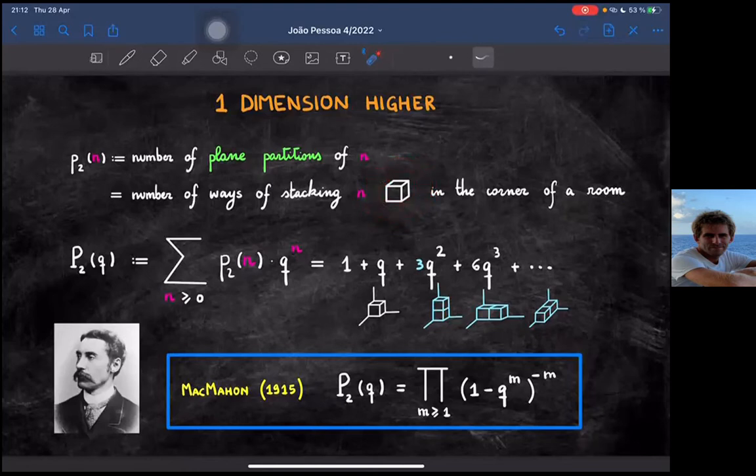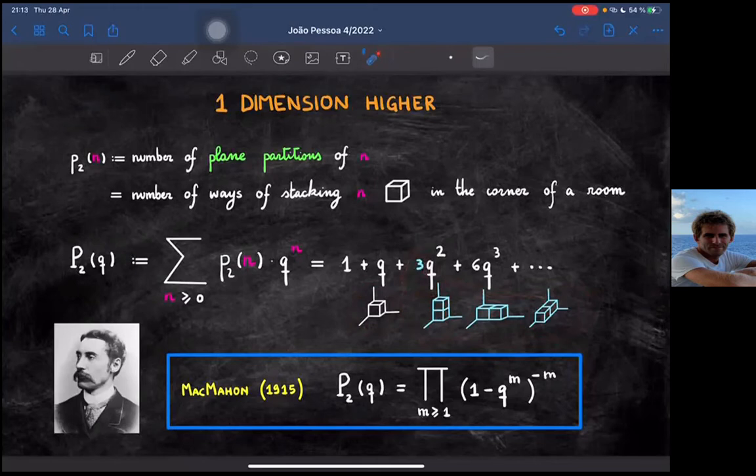This is a very concrete problem. You have n Amazon orders and you have to stack them somewhere, and you want to know in how many ways you can do this very concrete problem. So again, you define the generating function of these things, call it P2. So now the coefficients are the number of plane partitions, and this starts like this. So for one box, I have one way to stack it in a corner. For 2 boxes, I have these 3 ways, which I depicted in light blue.